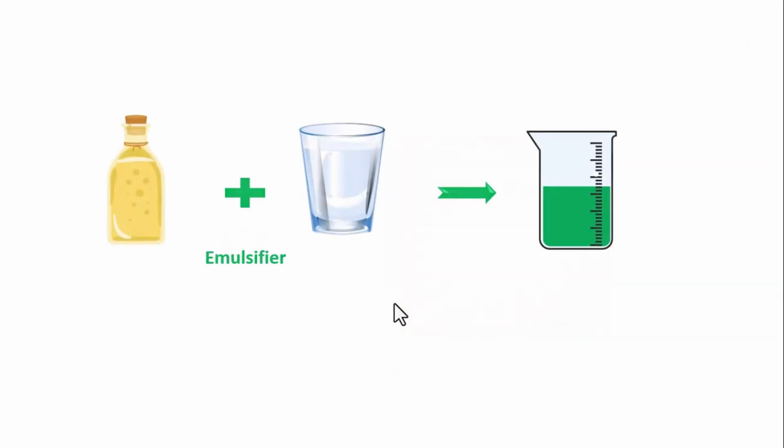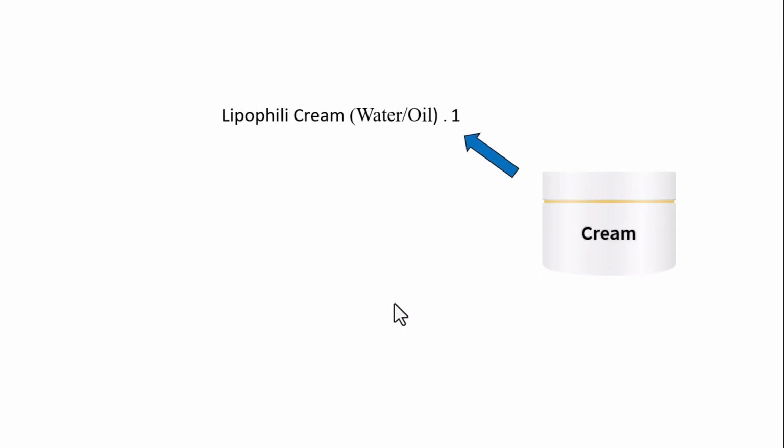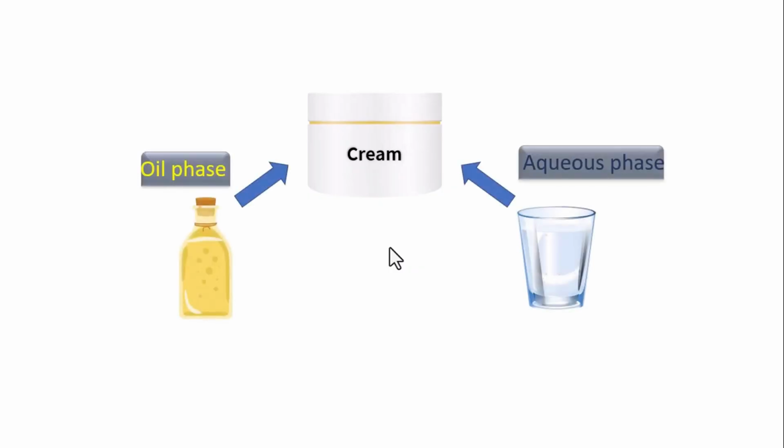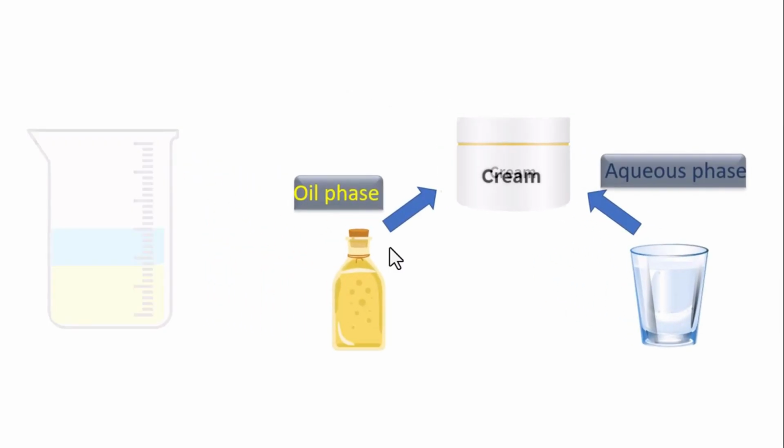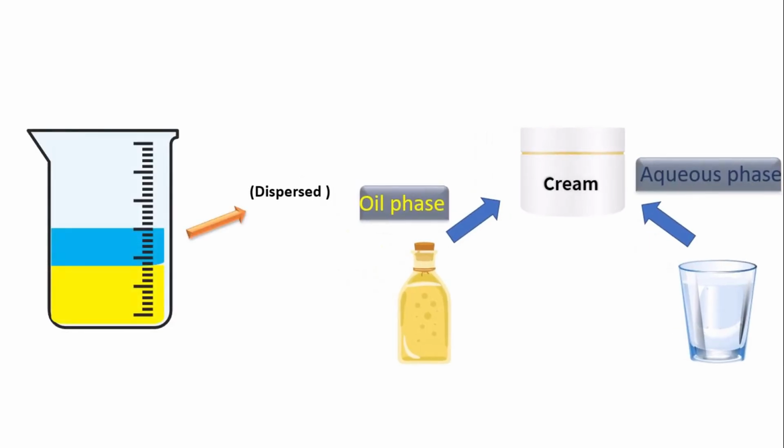Creams are divided into two types: water and oil cream, or lipophilic cream; oil and water cream, or hydrophilic cream, which are also referred to as water and oil or oil and water for short. So, what are these two types? As we mentioned, creams are made up of two phases: the oil phase and the water phase. One of these phases is called the internal phase, which is dispersed as droplets within the second phase, known as the external phase.